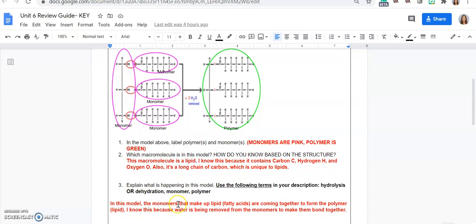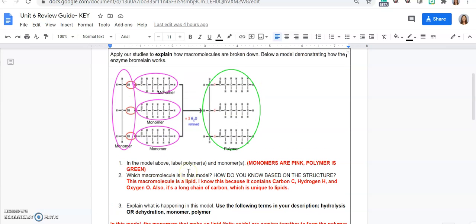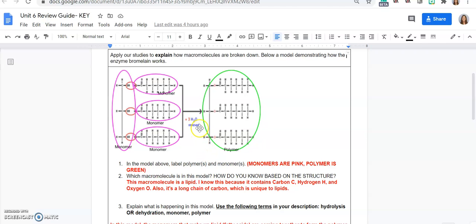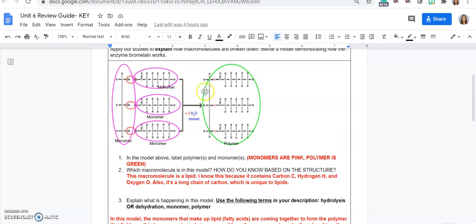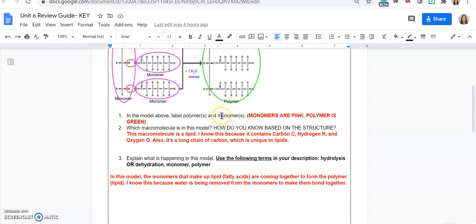Same thing for the last question about identifying if it's hydrolysis or dehydration. You need to tell me how you know. So I know that this is dehydration synthesis because we start off with monomers on the left. Notice here water is removed, and then you have a large macromolecule, which is the lipid.